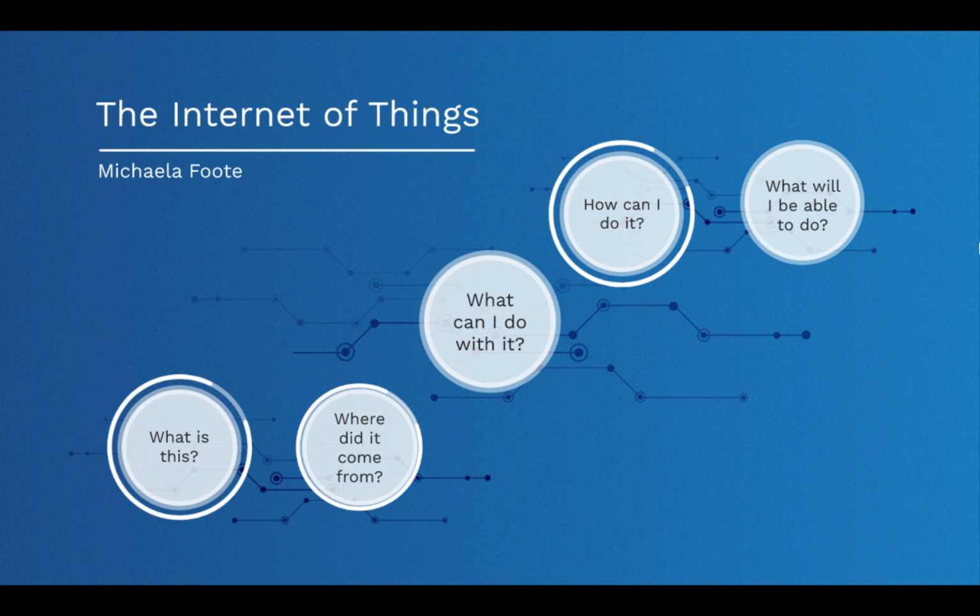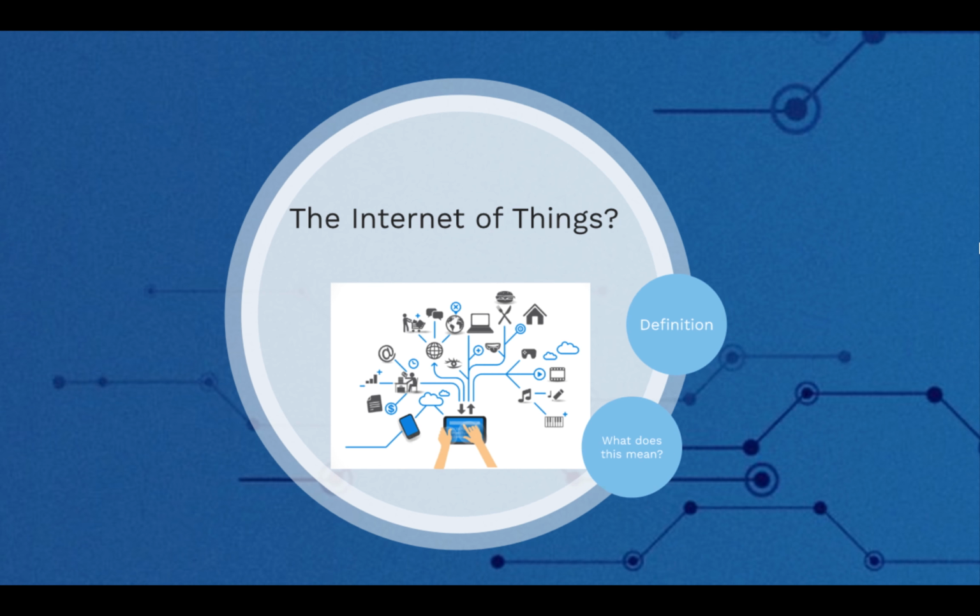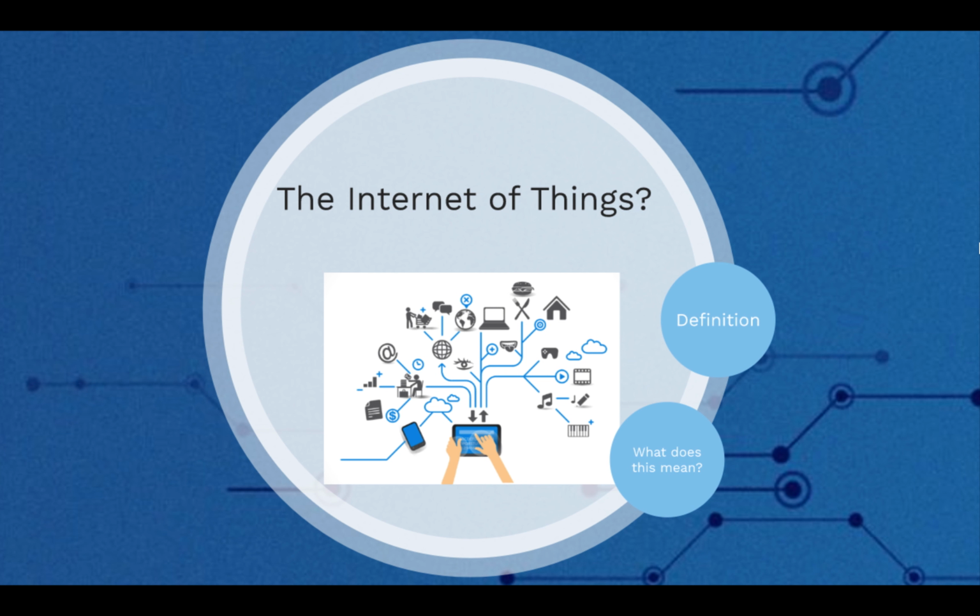It's a fairly new concept. It's kind of taken off in the last 10 years, and I'm just going to go over basically what the Internet of Things is, where it came from, what the potential things you can do with it today are, how you can do those things, and what in the future you'll be able to do with the Internet of Things.